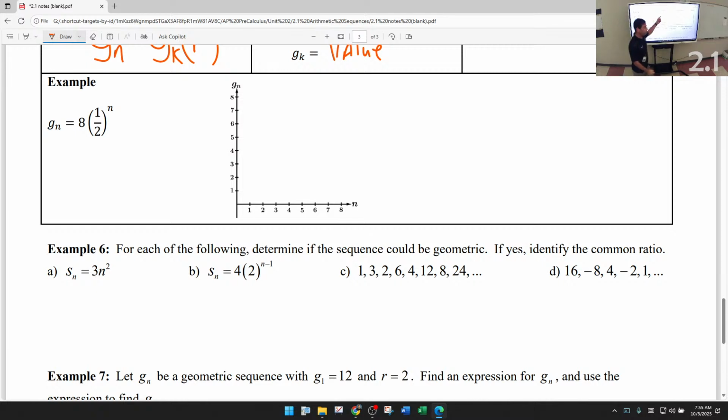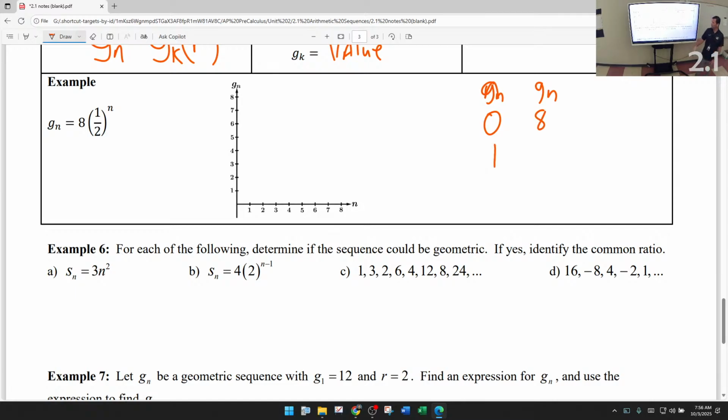We'll go over here and do points first if you want to. This is n, and this is G sub n. 0. Anything to the 0 power is 1. 1 times 8 is 8.